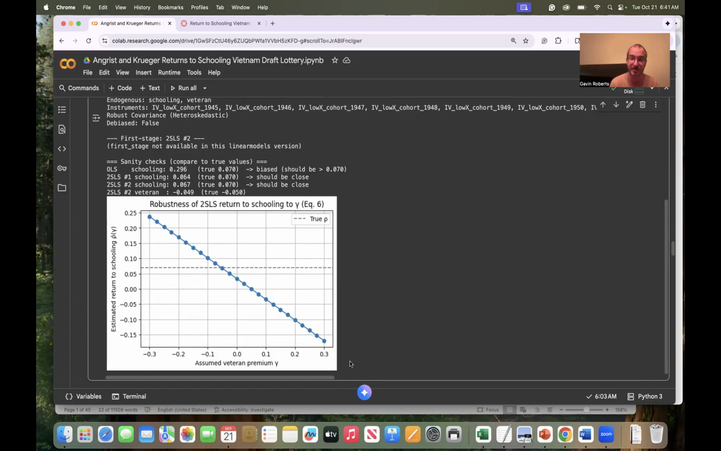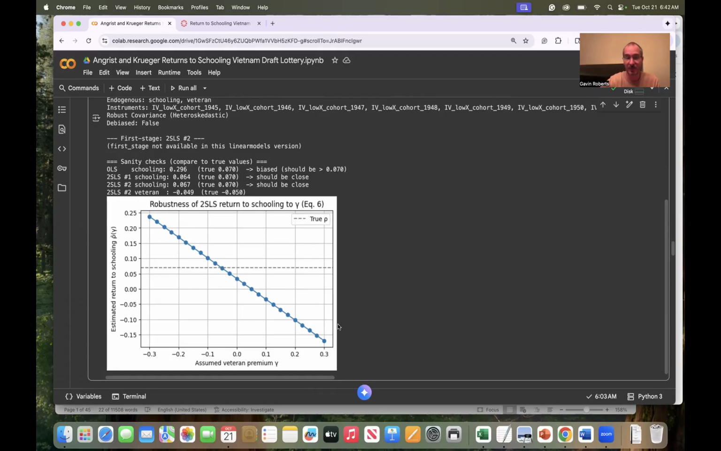This is what would be expected in a problematic case where veteran status and schooling are very correlated because of the draft lottery. The draft lottery impacts both your choice to go to school and your earnings. And then, of course, those are both impacted by the draft lottery itself. So this is actually problematic for us that there's a big impact here.